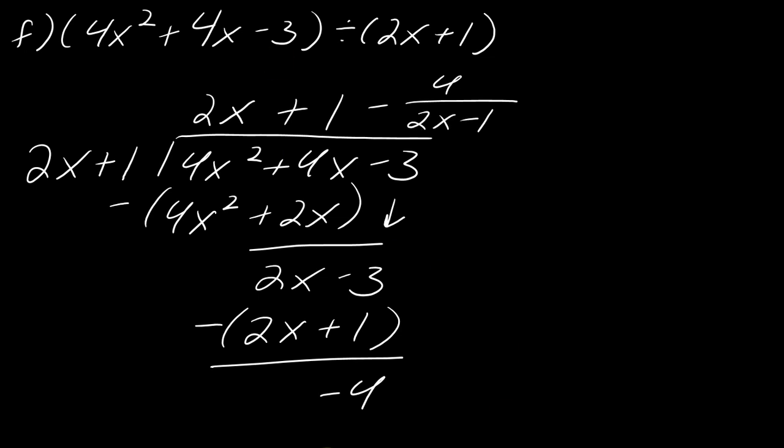So remember, for your remainder, you always take whatever sign you have. So if it's positive, it's going to be plus. If it's negative, it's going to be minus, and then you put it over the divisor.